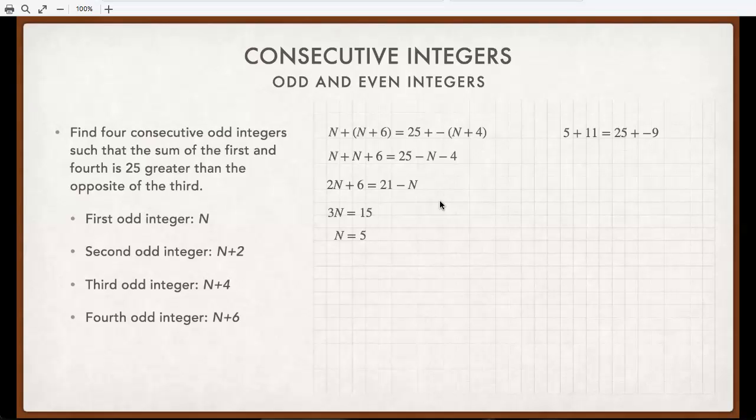Now let's check our work. So the first and the fourth, that's 5 plus 11, is 25 greater than the opposite of the third. The third is 9, so its opposite is negative 9. And 16 is equal to 16, so that checks out.